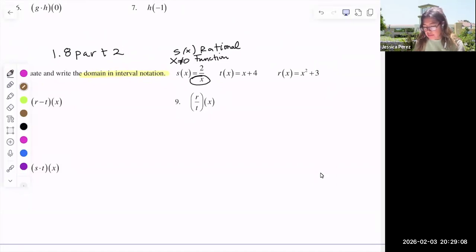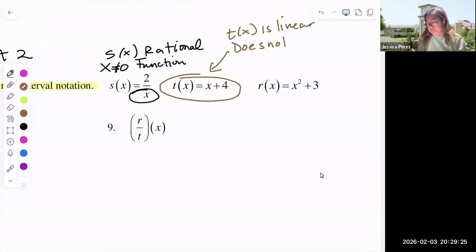The second function, do we have any restrictions? Well, t of x is linear, meaning that the degree of x is 1. Linear does not have any restrictions. Therefore, the domain is all real numbers, right? Everything can work for the second function.